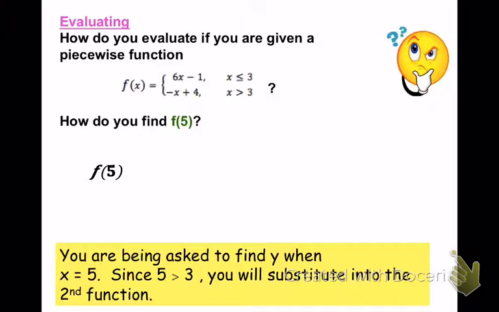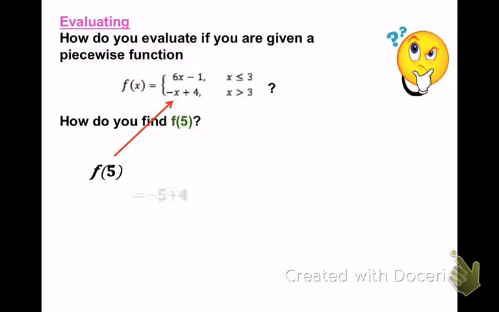So again, we're being asked to find when x equals 5. 5 is greater than 3. As a recap, you will substitute into the second function. So we're going to be using the second one. So we're going to be plugging in 5: -5 plus 4. And that's going to give me -1. And my 1 is missing for some reason.